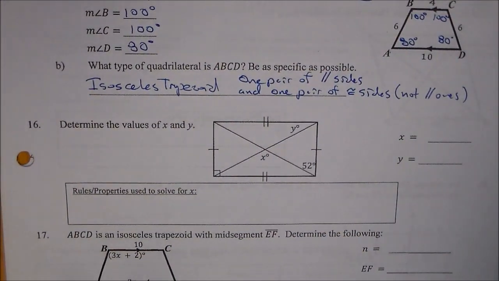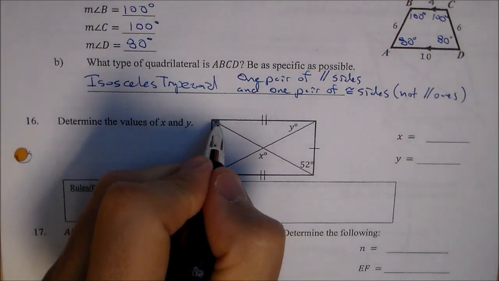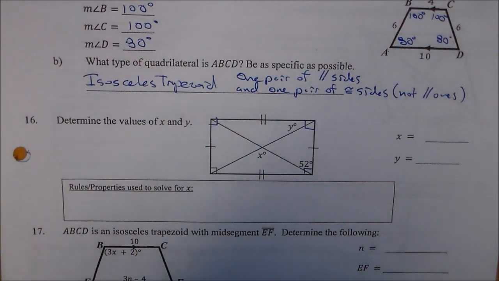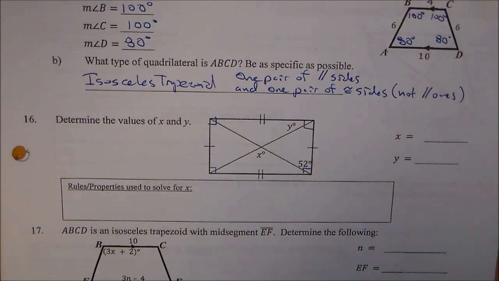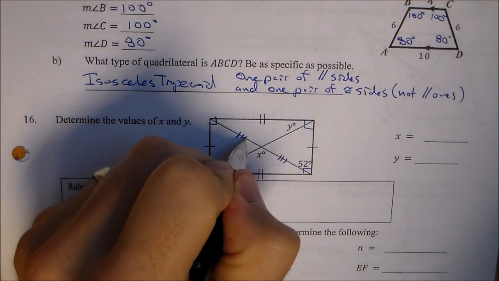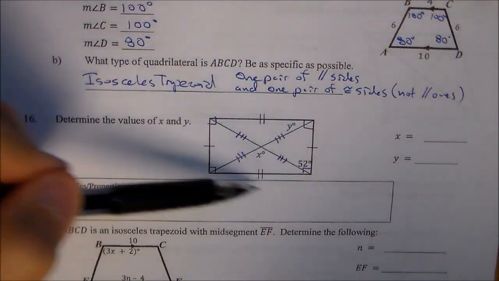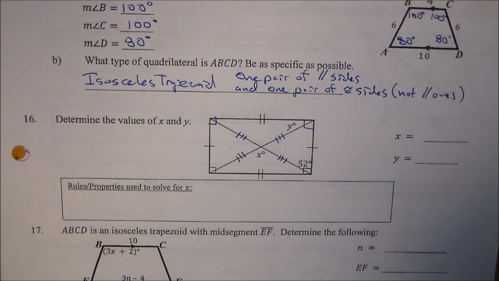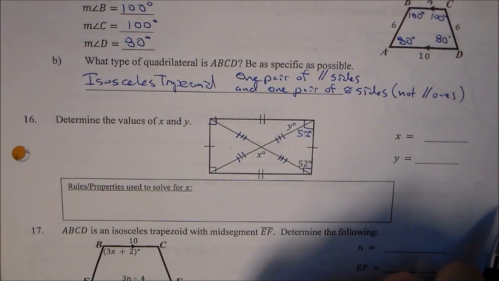For number 16, we need to find the values of x and y. So we notice here we have some rectangles. And what's good for rectangles is we can go through and start filling in values. So some rules we know about rectangles is we know diagonals are congruent and diagonals bisect each other. So that actually makes these parts all congruent. And where that helps us is that gives us some isosceles triangles here and here to work with, as well as top and bottom. So if this is 52, this angle is also 52.